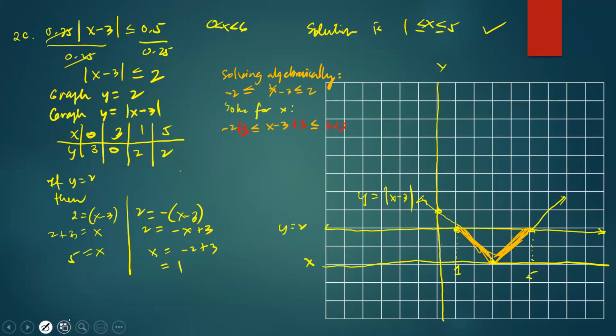Okay. So we have negative 2 plus 3, that is 1. So this is x. And we have 2 plus 3, so that is equal to 5. Okay. Which is the same as what we got earlier, graphically. Okay.